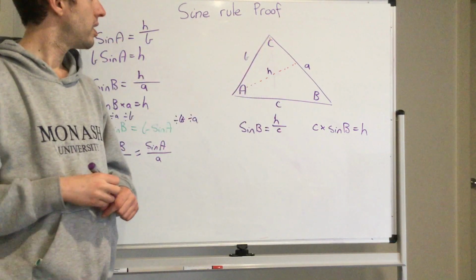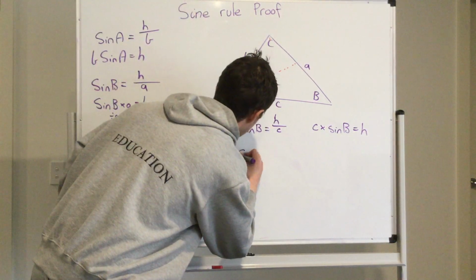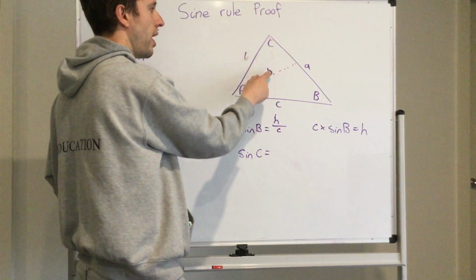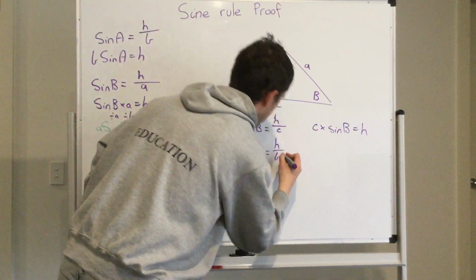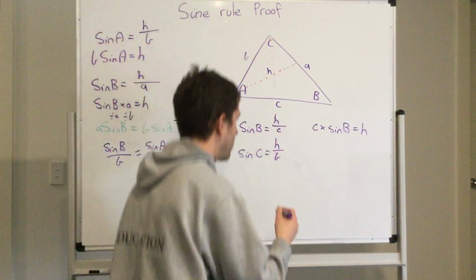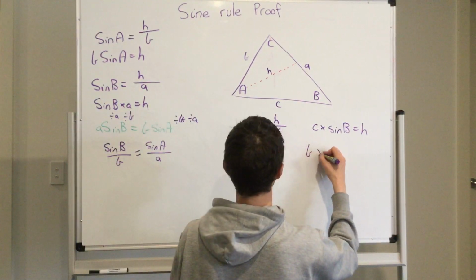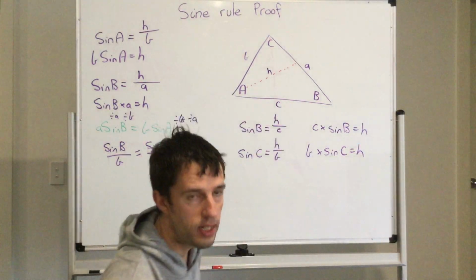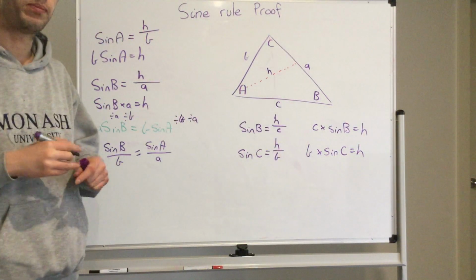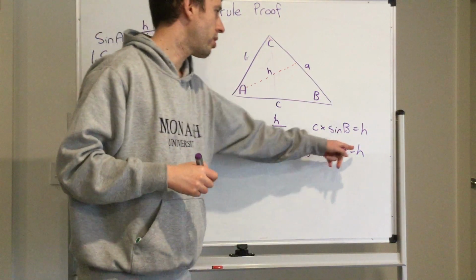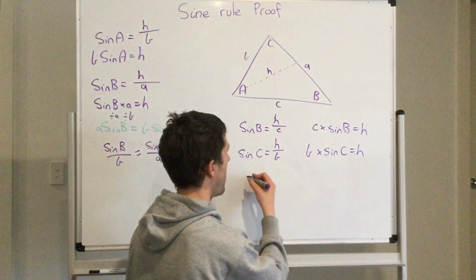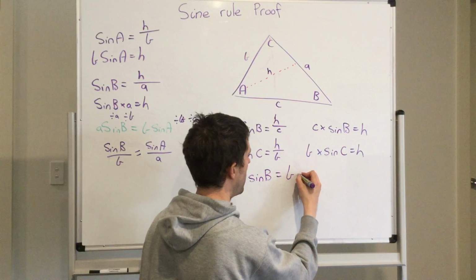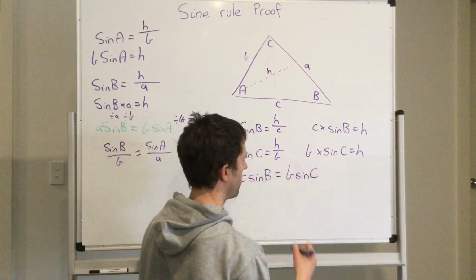Let's do angle C. Sine C equals opposite over hypotenuse, h over b. I want h by itself, so I'll times both sides by b. b sine C equals h. So this is all just us using algebra. Now I know both of those are equal to h, so that means I can say that c sine B is equal to b sine C.